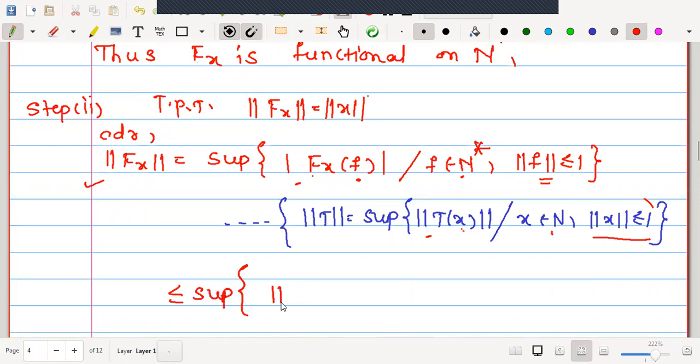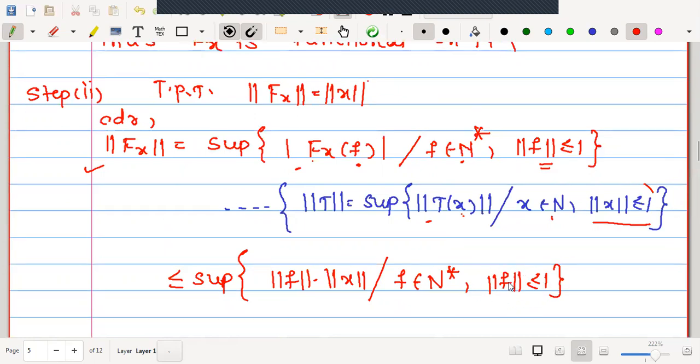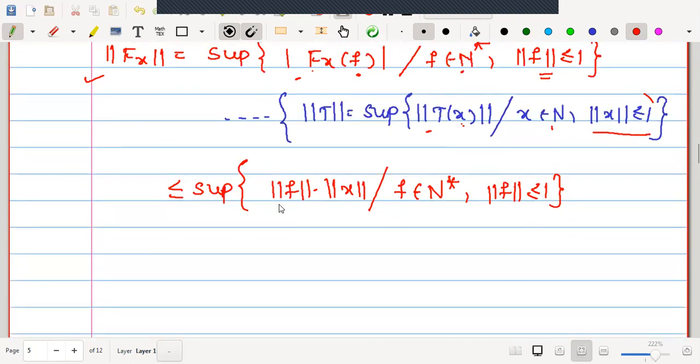supremum of norm f into norm of x, provided f is in n star and norm f is less than or equal to 1. Now just have a look. The statement we are finding is the supremum of norm f into norm x, f in n star, norm f is less than or equal to 1. If I keep norm f less than or equal to 1, what will be the effect on the statement? The supremum is dependent on f, that we are removing. Therefore, this remains with simply norm of x. Therefore, here we have proved norm fx is less than or equal to norm x.